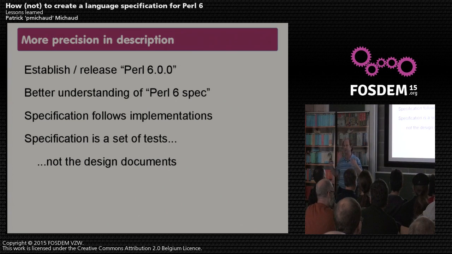But before we can do that, in addition to all of the code level things that have been identified, I think we need to have a much better understanding of exactly what we mean and say when we talk about the Perl 6 specification. And there needs to be a better understanding in our community that specifications follow implementations. They don't precede them. And for Perl 6, we've already declared in Synopsis 1, but we have not made this widely known as much as we should, that our specification is a set of tests. It's not a set of design documents, right?